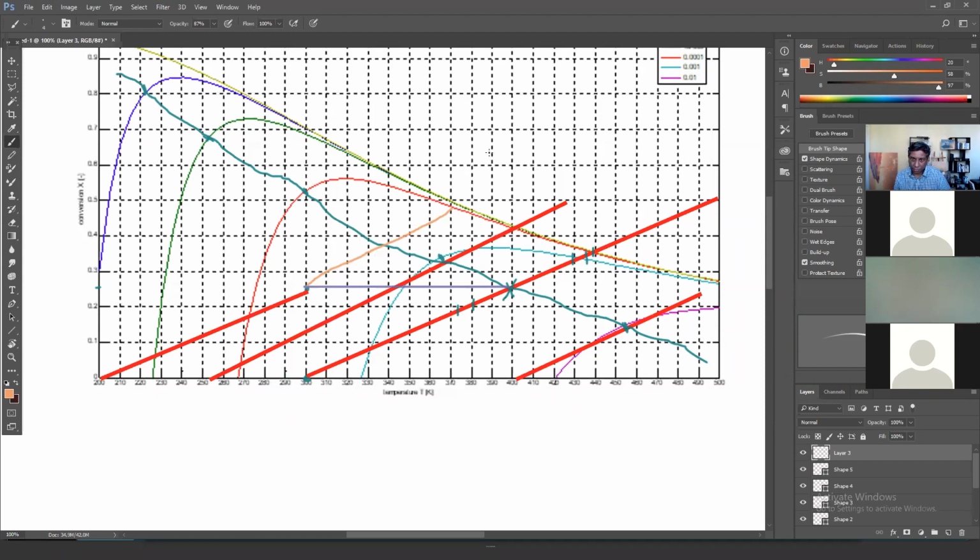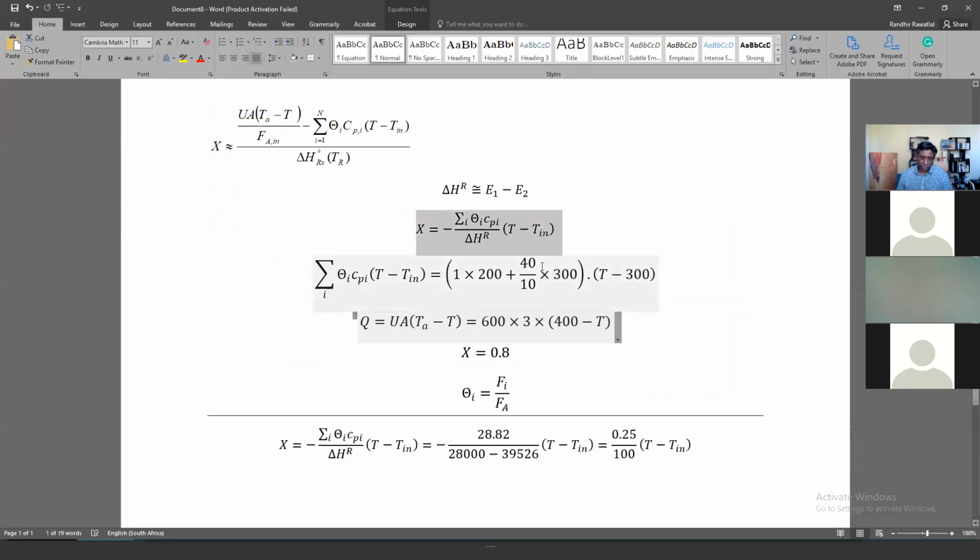And I think we have a question. The question here was, are all these red lines parallel? Yes, all these lines are parallel. That's because if you look at your adiabat, we had calculated the gradient here. This was 0.25 divided by 100, and then you have T minus T in. So when we draw a new red line, it just means that we are considering a hypothetical alternate inlet temperature. We are just talking about different T ins.